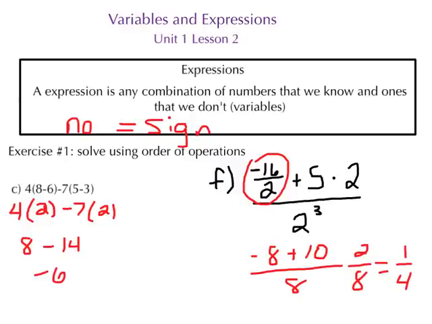How did I get 8 down on the bottom here? 2 to the third power is going to give me 8. I apologize I didn't show you that. So 2 to the third power means 2 times 2 times 2, which gives me 8.